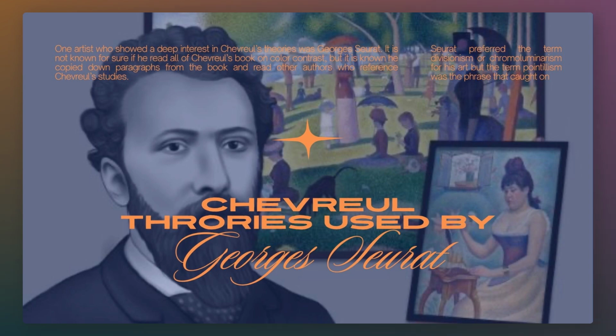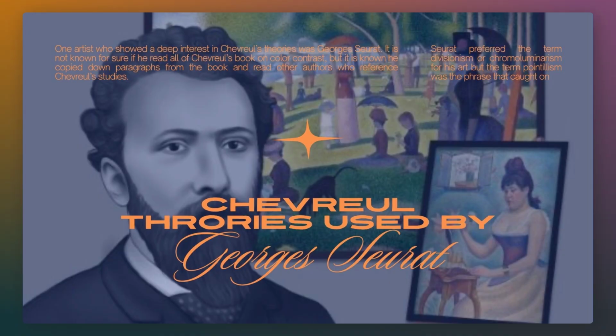One artist who showed a deep interest in Chevreul's theories was Georges Seurat. It is not known for sure if he read all of Chevreul's book on color contrast, but it is known that he copied down paragraphs from the book, and he also read from other authors who often referenced Chevreul's studies. Using Chevreul's observations that two colors can create one new color when viewed at a distance, Seurat used the science of optics to create a visual language that he would call chromoluminarism. Seurat preferred the term divisionism or chromoluminarism for his art, but the term pointillism was the phrase that caught on.